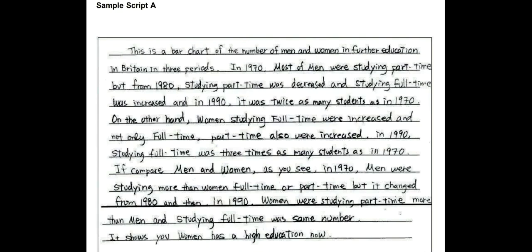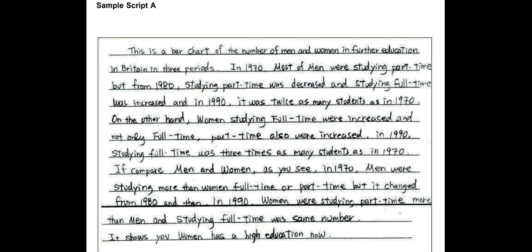This is a bar chart of the number of men and women in further education in Britain in 3 periods. In 1970, most of the men were studying part-time, but from 1980, studying part-time decreased and studying full-time increased. And in 1980, there were twice as many students as in 1970. On the other hand, women studying full-time increased, and not only full-time, part-time also increased. In 1990, studying full-time was 3 times as many students as in 1970.